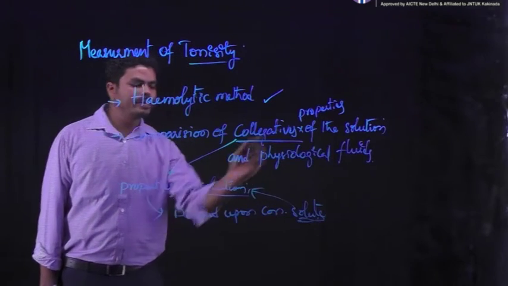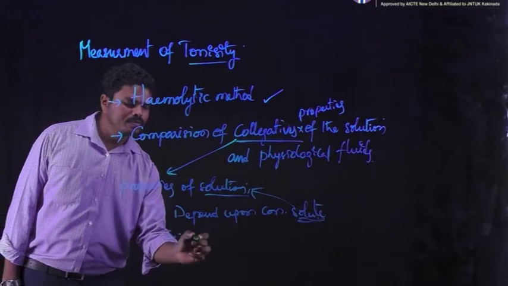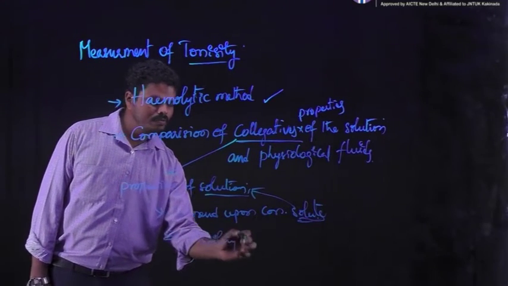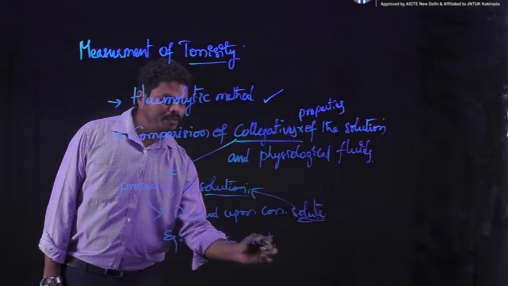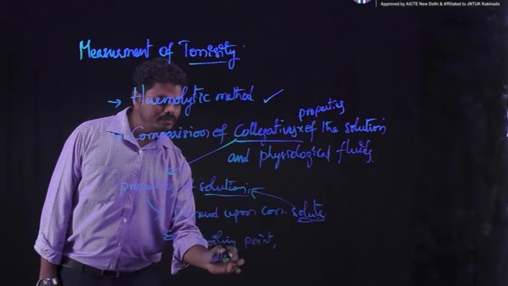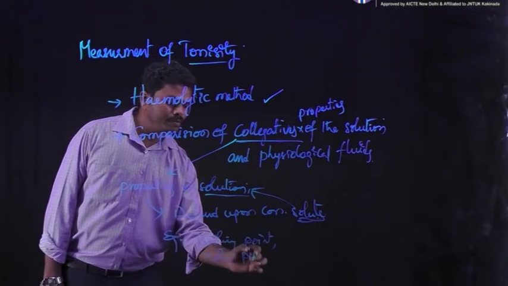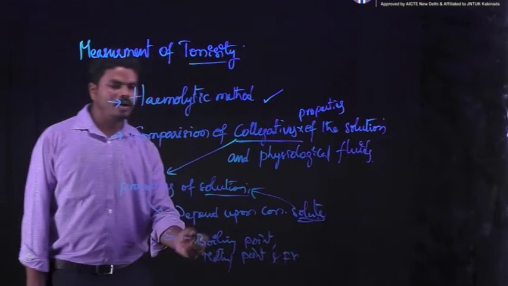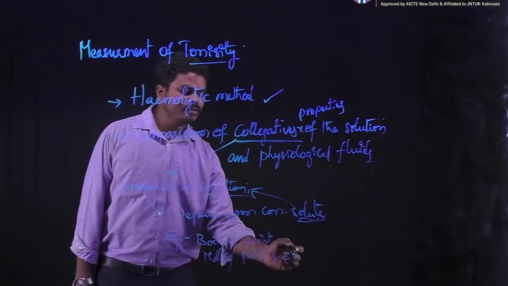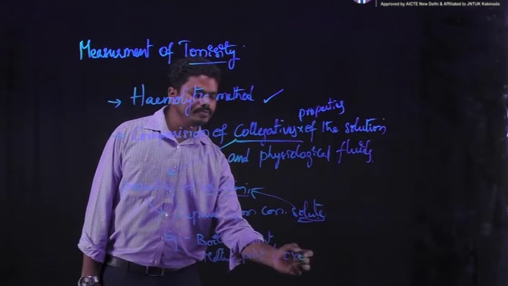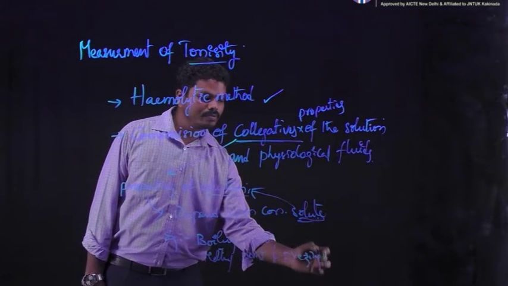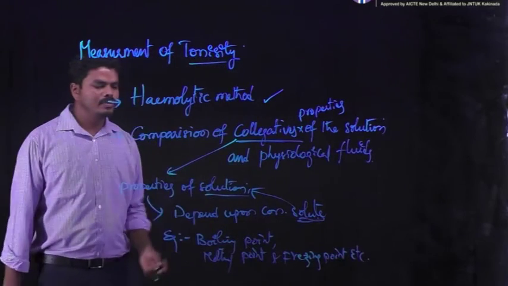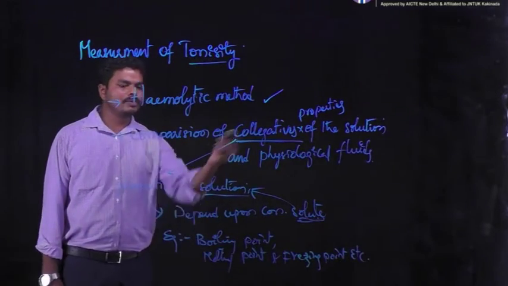Examples for the colligative properties are boiling point, melting point and freezing point, etc. So these are some examples of colligative properties.